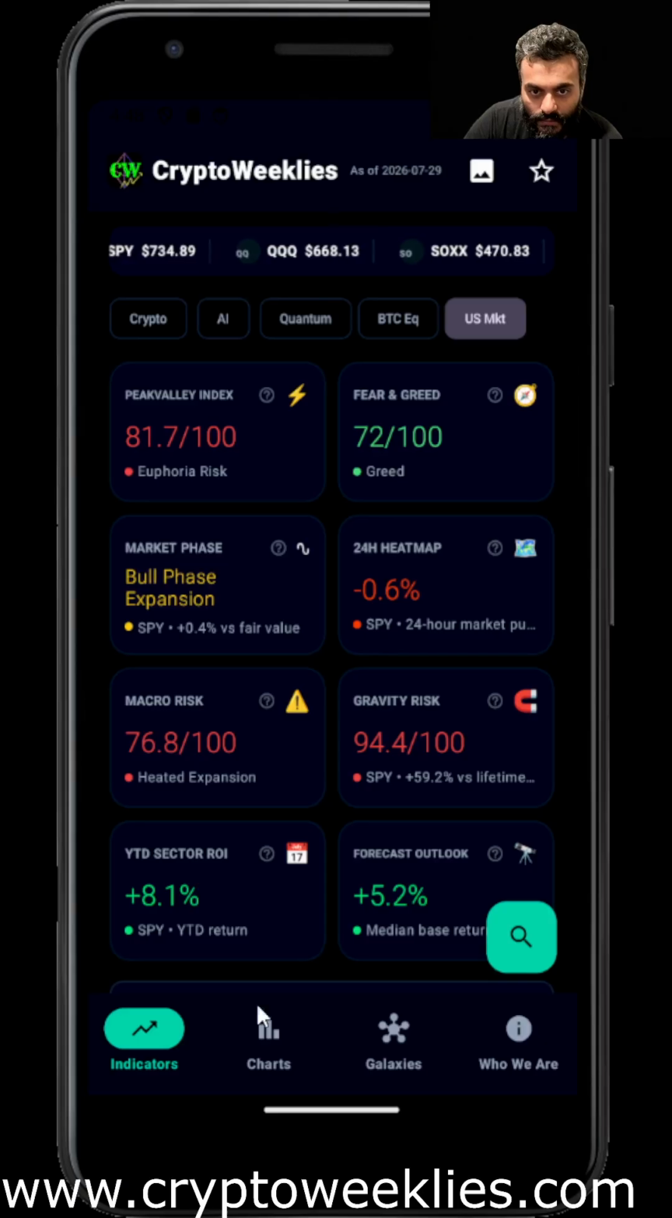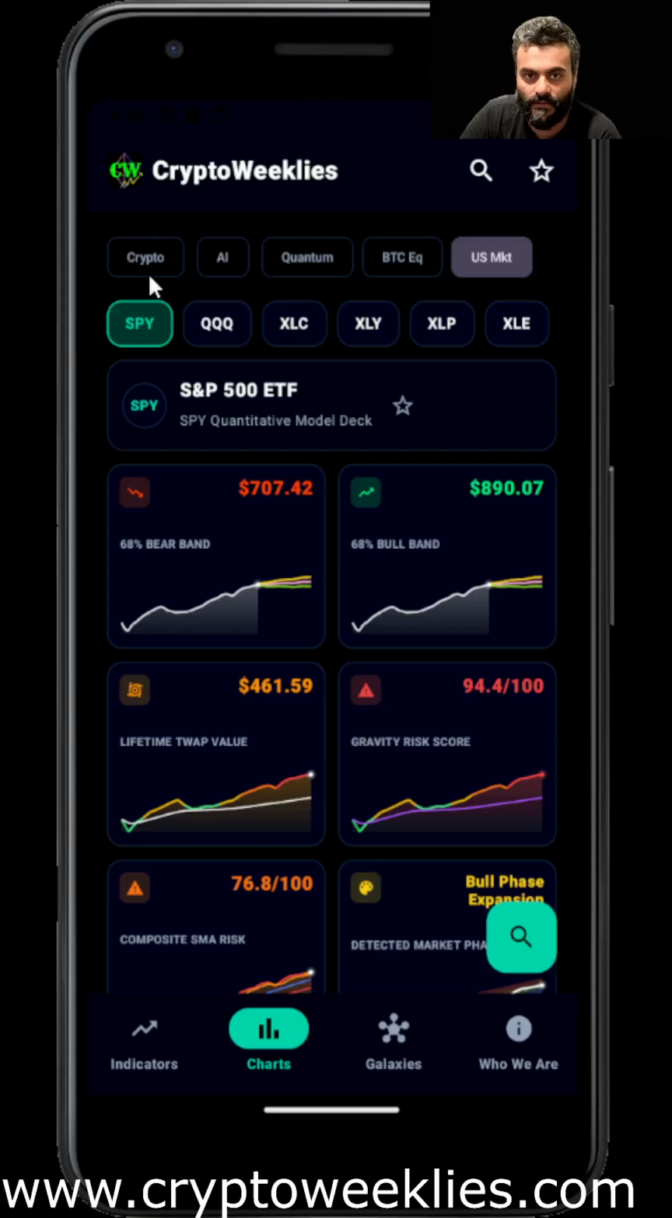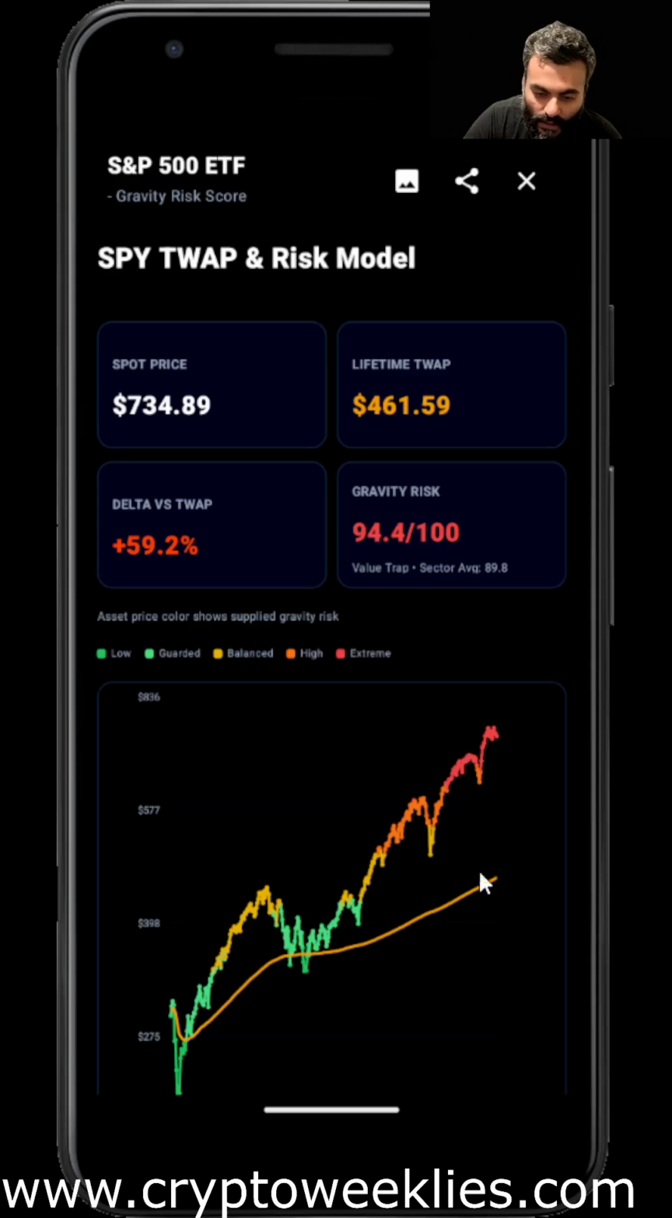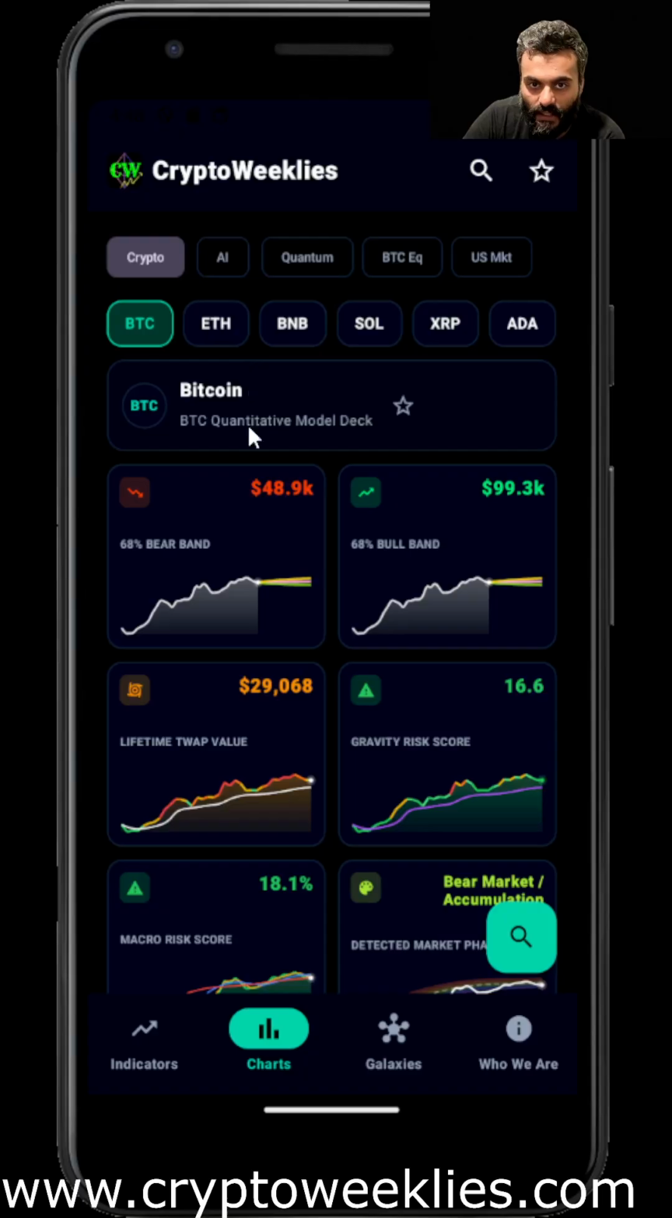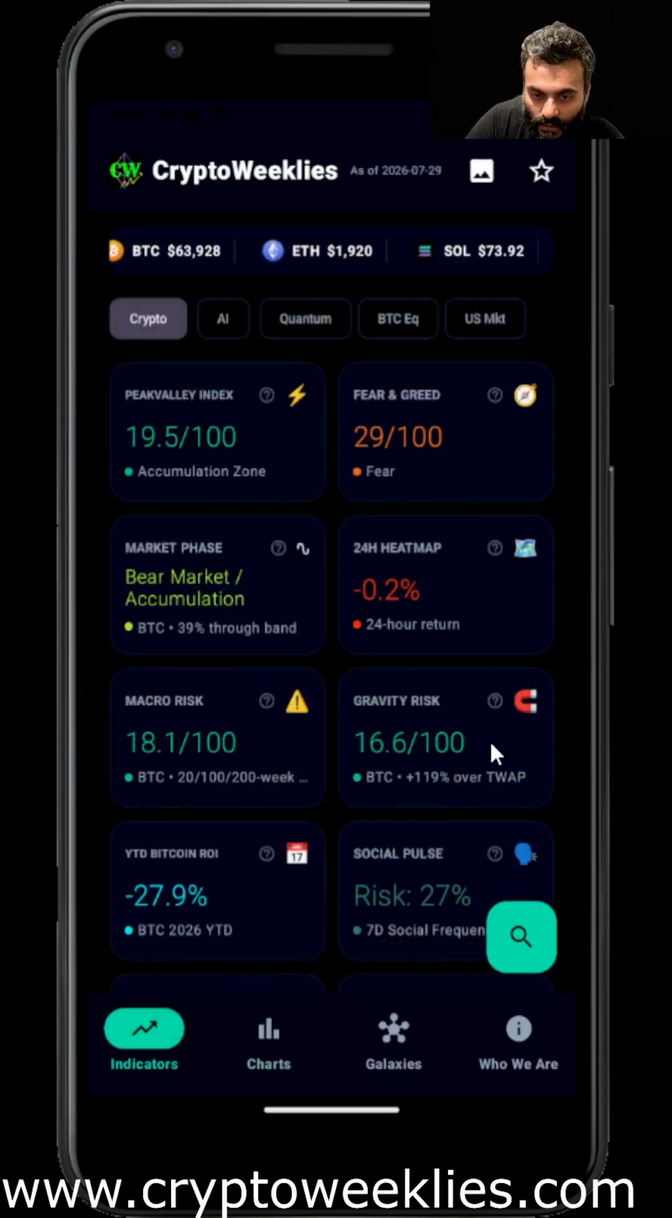You can also look at each individual asset in its isolation. So, for example, we were in US stock market, so S&P 500. Then what's the bear case? What's the bull case? What's the lifetime time weighted average price? What's the gravity risk, which is how far the price action is away from the time weighted average price, using its own deviations? Gravity risk informs if the asset has cooled off or heated up.